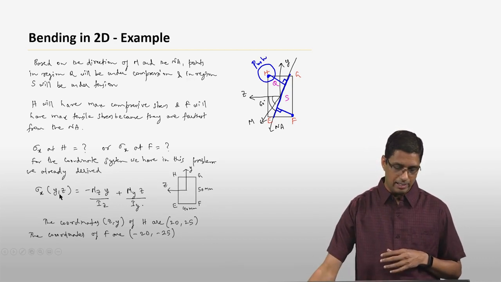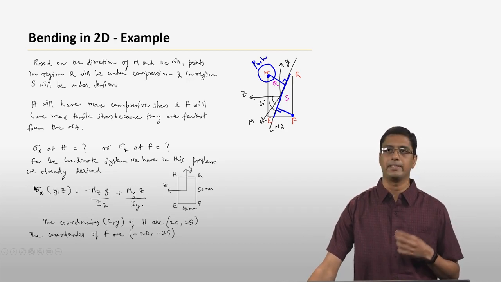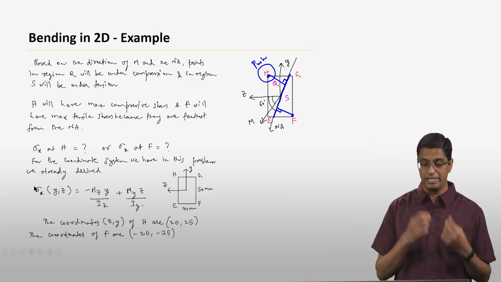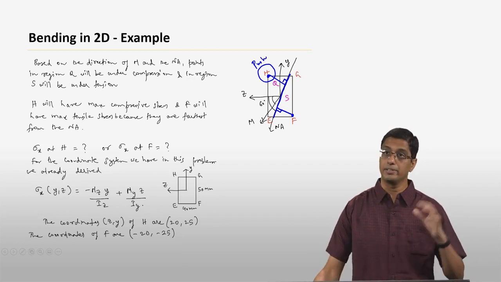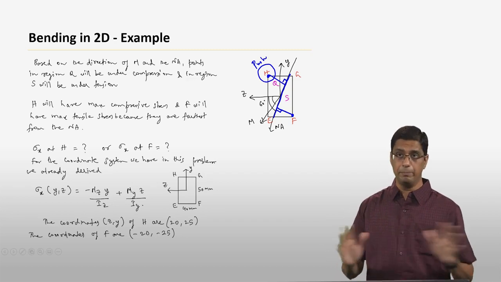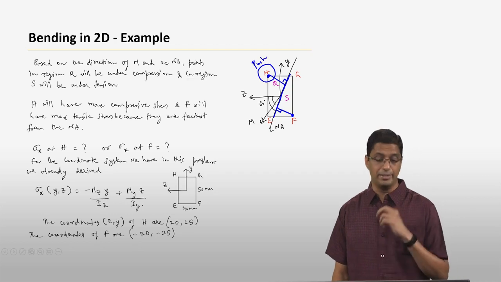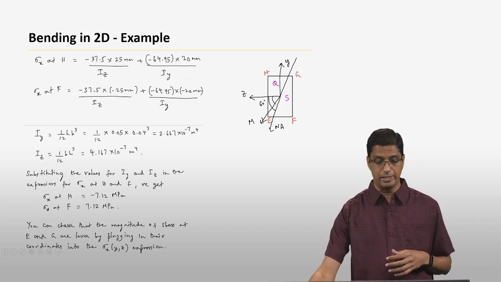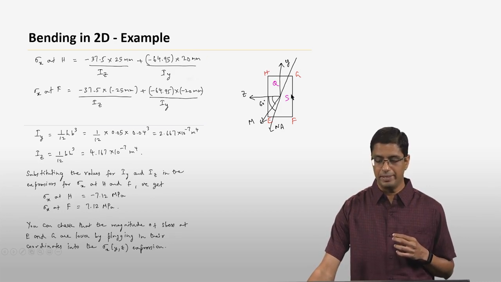Once you know the coordinate of any point, you can plug in those numbers and find the sigma x at that particular point. So once you know the coordinates of H and F, you essentially plug those coordinates into this equation for sigma x, because this sigma x equation is true for any point on the cross section. You can put in any particular point and then you can get the sigma at that point. So that's what we do. Essentially we put in the values for the point H, which is 25 millimeters of y and 20 millimeters of z.